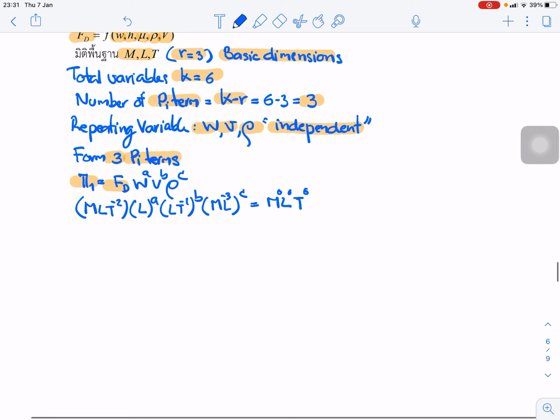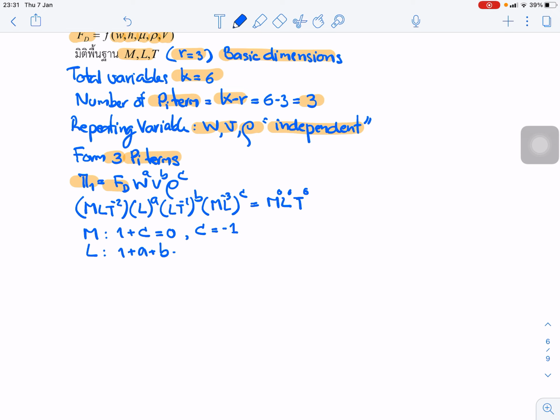Next we check the powers of MLT. For M, the power is 1 plus C equals 0, so C is equal to minus 1. For the power of L, 1 plus A plus B minus 3C is 0. If we don't know A and B yet, we just leave it. And for T, the power is minus 2 minus B equal to 0, so in this case B is equal to minus 2.